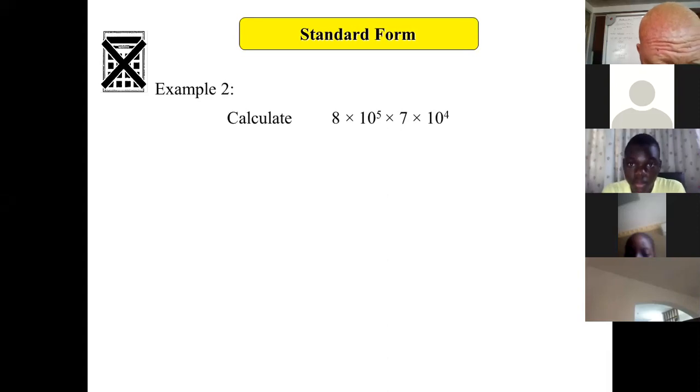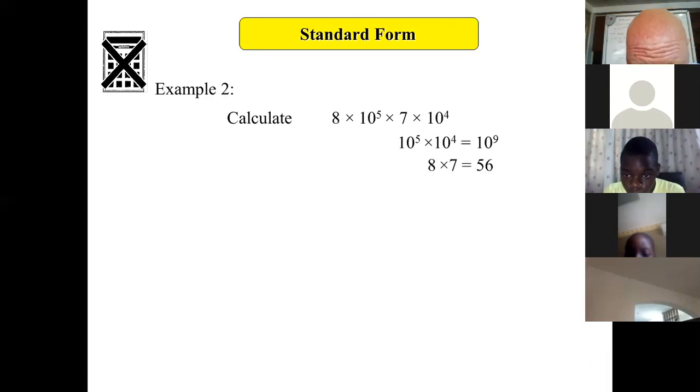So you have this. We are multiplying 8 times 10 raised to power 5 by 7 times 10 raised to power 4. Of course, we are going to do the power separately, and you have seen what we arrived at. 5 and 4 added together gives us 9. Then you are going to multiply 7 and 8, which gives you 56.